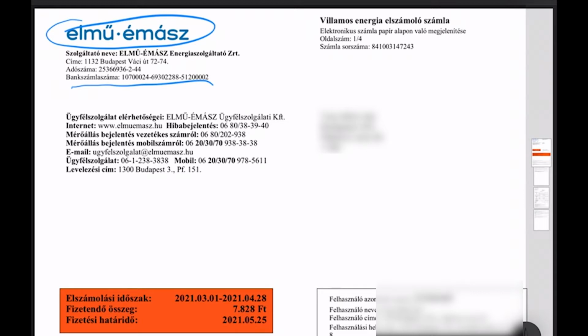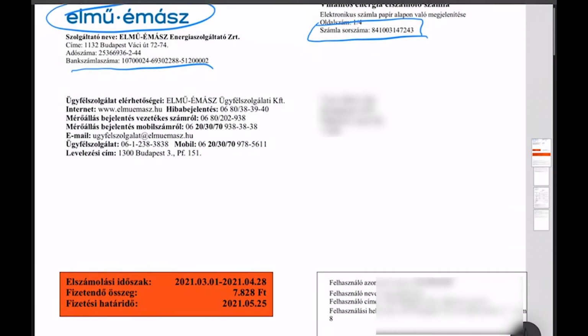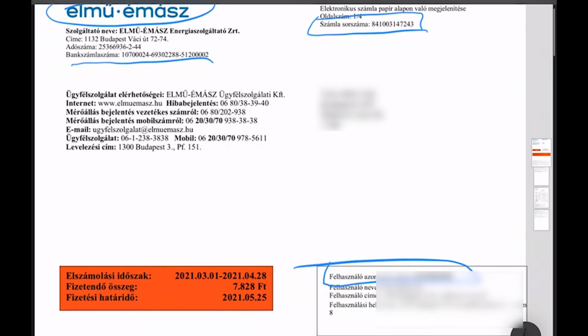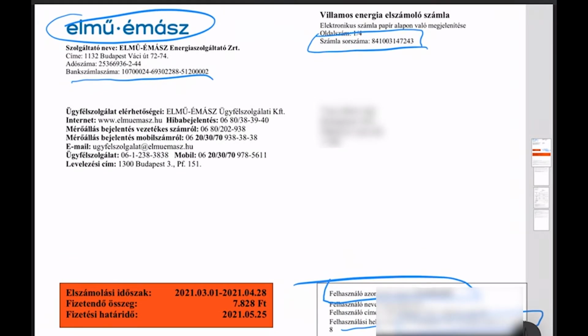So if you're transferring, make sure you have the number of the bill, which is right here on the top. It's called Számla sorszáma, and then your ID basically. So that's gonna be your ID, and if you still have some space, you can also add the address of the apartment, which is down there, felhasználási hely. So these are the most important parts, so that they can identify who has paid for which bill.